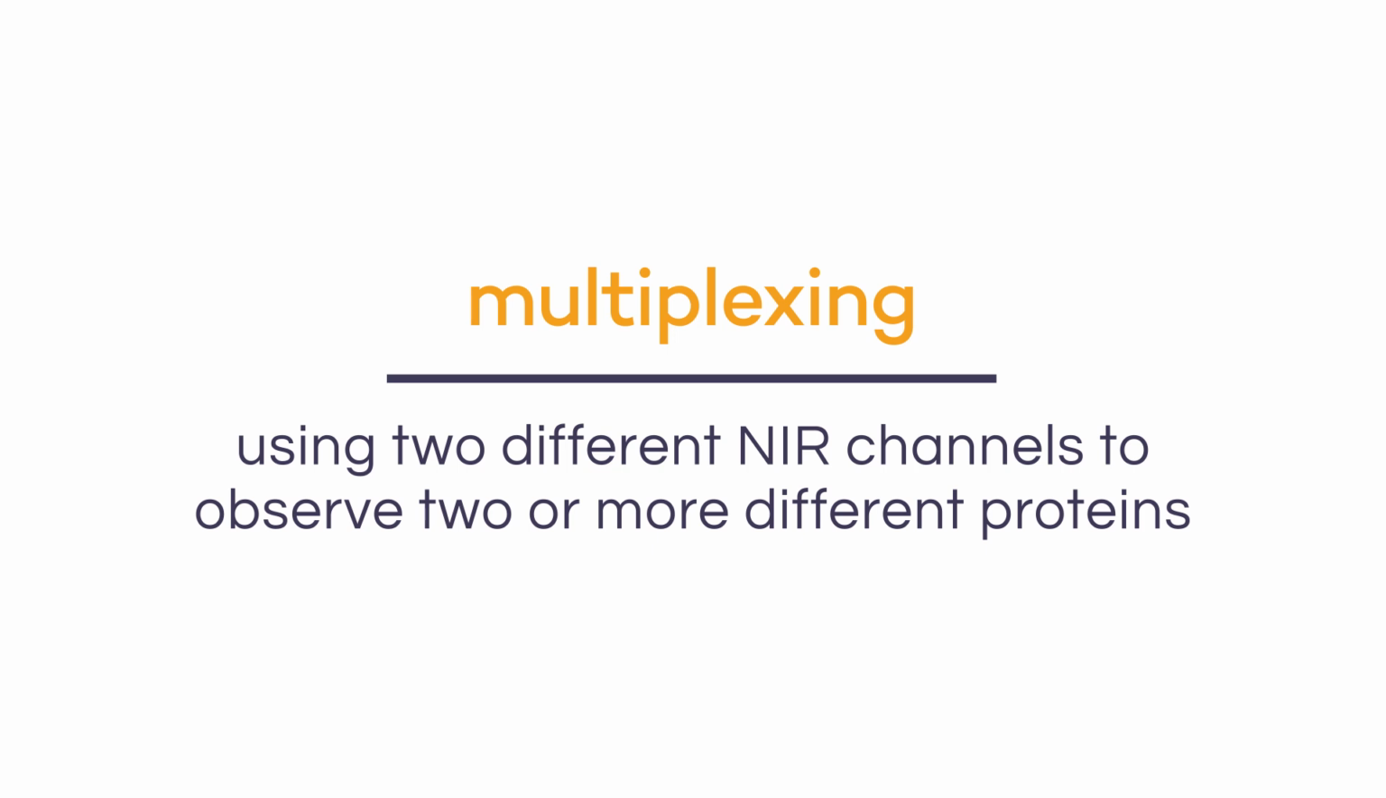One of the biggest advantages of the NIR Western blot over Chemi is the ability to observe two different target proteins with the same molecular weight in one image acquisition. This is referred to as multiplexing. In this case, the term multiplexing refers to using two different NIR channels to observe two or more different proteins.